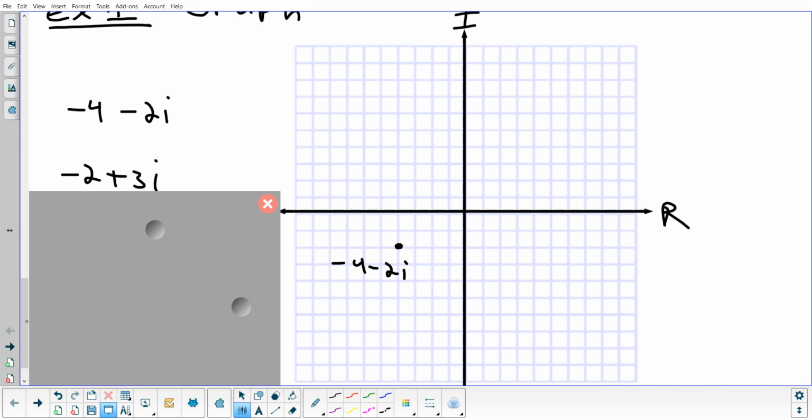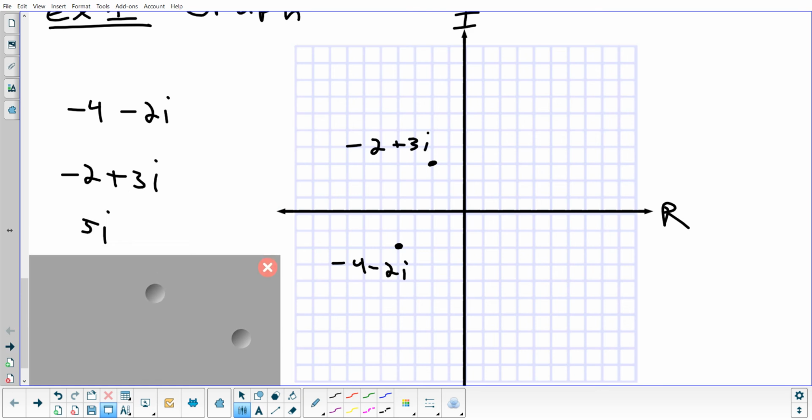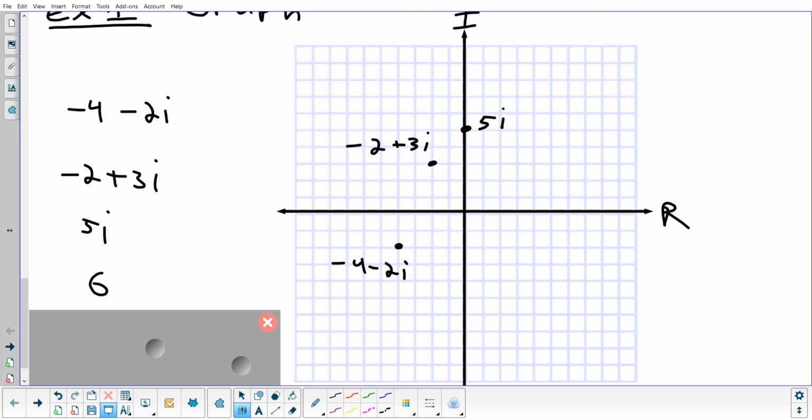How about -2 plus 3i? Somebody tell me how to graph that one. Yep. Left 2, up 3. There you go. How about 5i? That would just be 0 and then 5 up. 1, 2, 3, 4, 5. So in that case, that's a pure imaginary number. There's no real part. It's just 5 up, no left and right. And then how about 6? Yep, to the right 6. Good. So that's just a real number. There's no imaginary part.